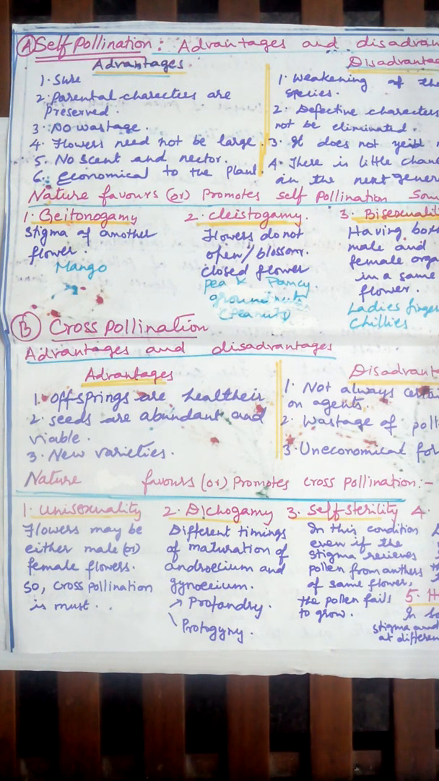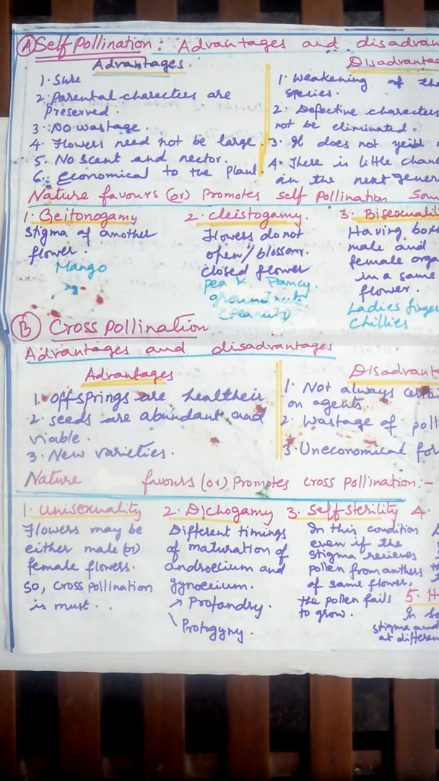So the two conditions in dichogamy you have learnt are protandry and protogyny. Dichogamy means different timings of maturation of androecium and gynoecium. If the androecium matures first, then we call it protandry. If the gynoecium matures first, we call it protogyny. In such cases, cross-pollination is the only alternative left for them, is it not? Now, the third condition you are learning is self-sterility.